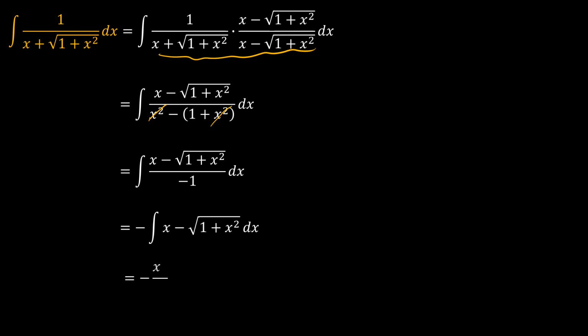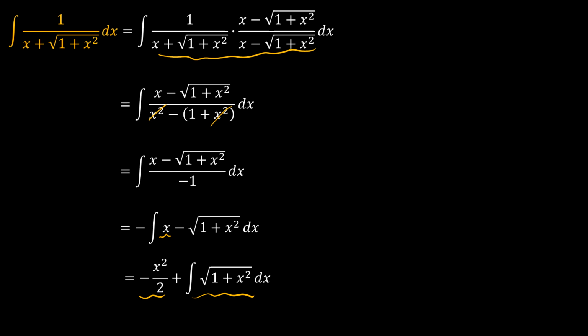One thing obviously we could do is separate these integrals so that we can integrate x here, and that becomes negative x squared over 2. And then the second integral now becomes the integral of the square root of 1 plus x squared.